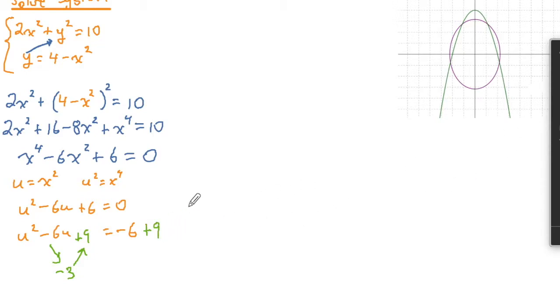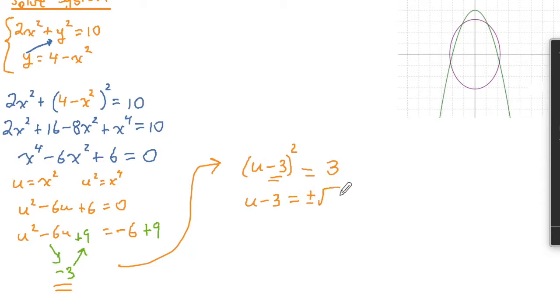Okay. So this turns our equation into a perfect square, u minus 3 squared. It's always that half number that goes into this position, is equal to positive 3. And then square root both sides. Don't forget your plus or minus. And don't forget your square root. And then move the 3 over. So we're going to get u is equal to 3 plus or minus the square root of 3. Oh, this is going to be a fun answer.